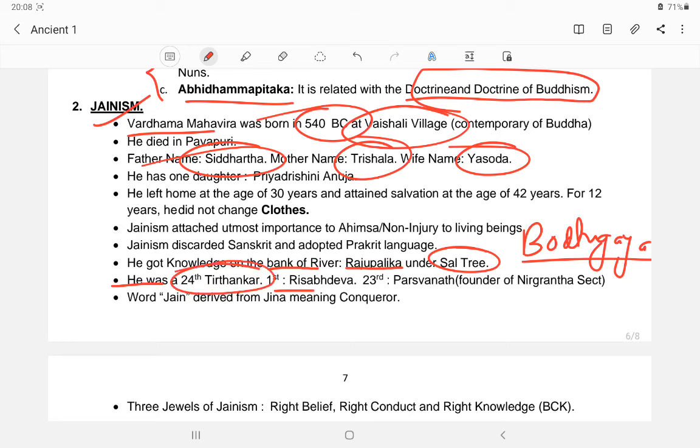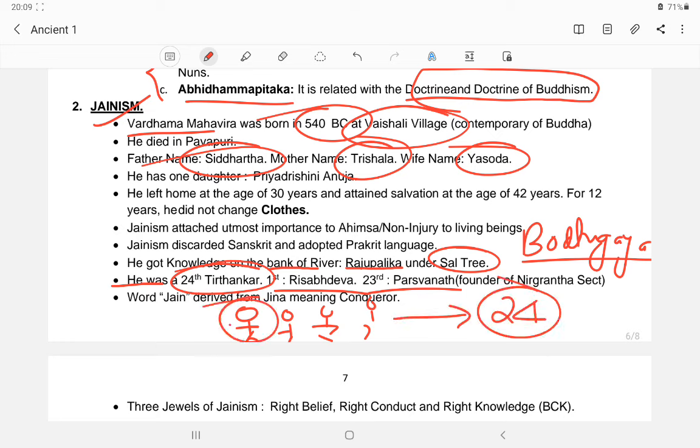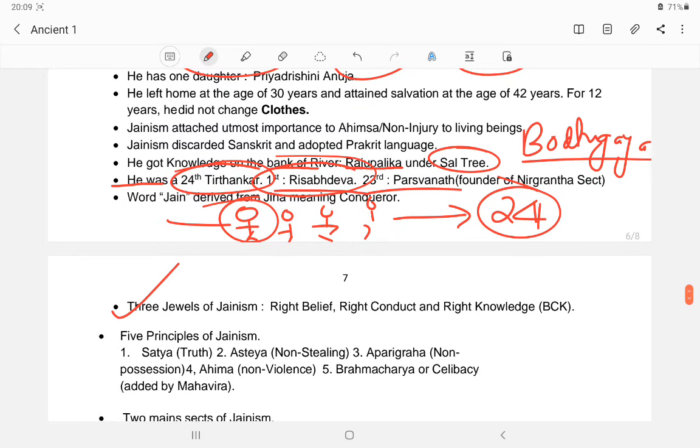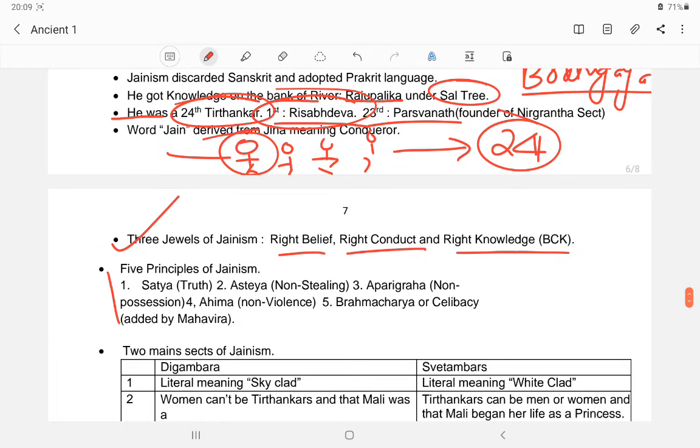The first Tirthankara was Rishabhanatha and the 23rd was Parshvanatha, and Mahavira is the 24th and last. Among them, Mahavira was the most popular. The three jewels of Jainism are right belief, right conduct, and right knowledge. And there are also principles.